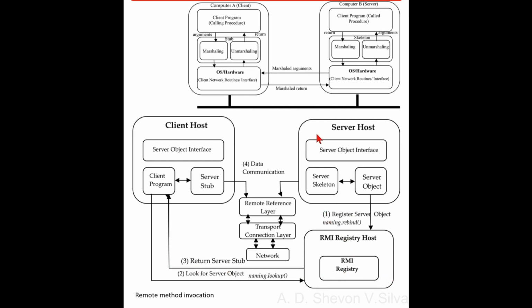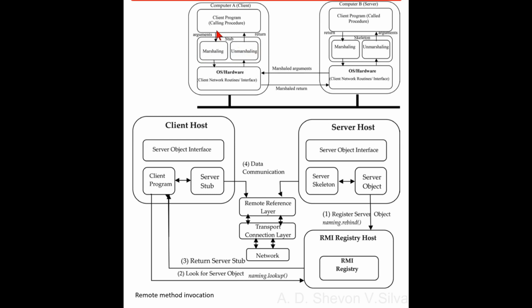Here you can see the remote procedure call. This is the computer A client and computer B server. Client program, marshalling, client program stub and OS hardware are inside computer A client. Client program, skeleton and OS hardware here are inside computer B server. Here the client program calling procedure is connected to marshalling, and marshalling and unmarshalling are inside the stub.